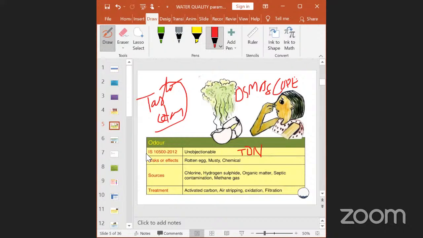As per the Indian Standards, it should be unobjectionable. On risks and effects, it is mostly chemical. Then the sources of odor: chlorine, hydrogen sulfide, organic matter, septic contamination, and methane gas. Septic contamination and methane gas are very important. And treatment is activated carbon treatment, air stripping, oxidation and filtration. So this is taste and odor.